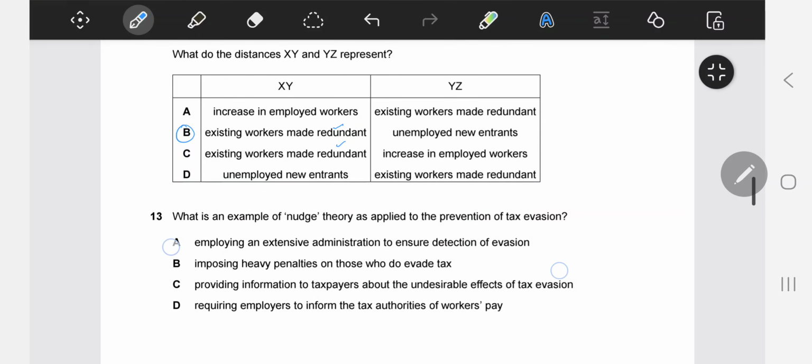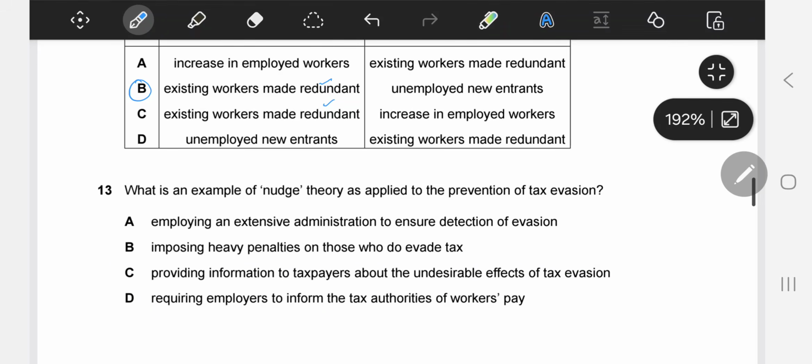All right, let's move on to 13. So what is an example of nudge theory as applied in prevention of tax evasion? Okay, so nudge theory basically will be giving people information to try and convince them to do something.